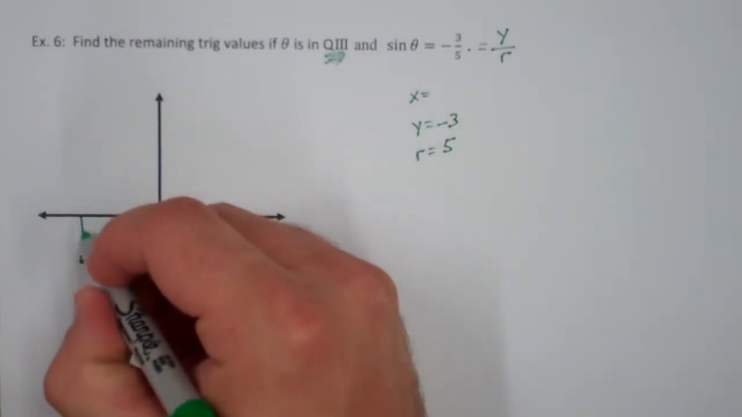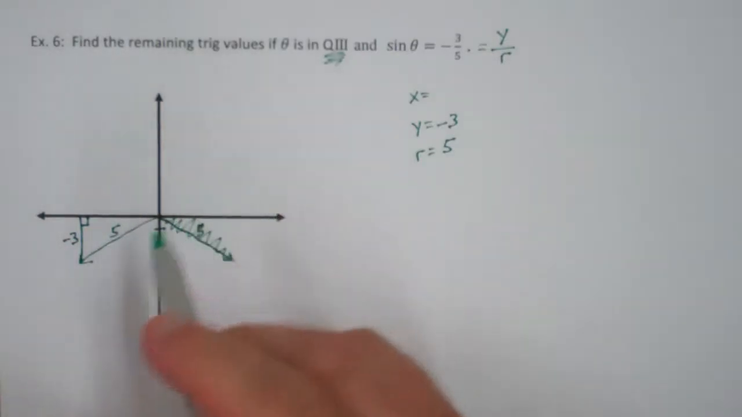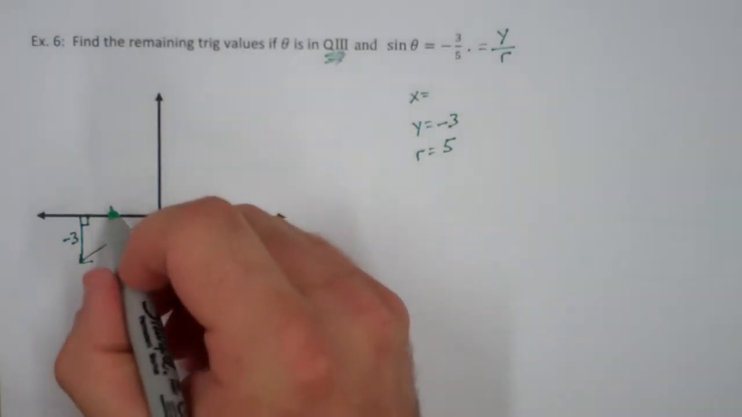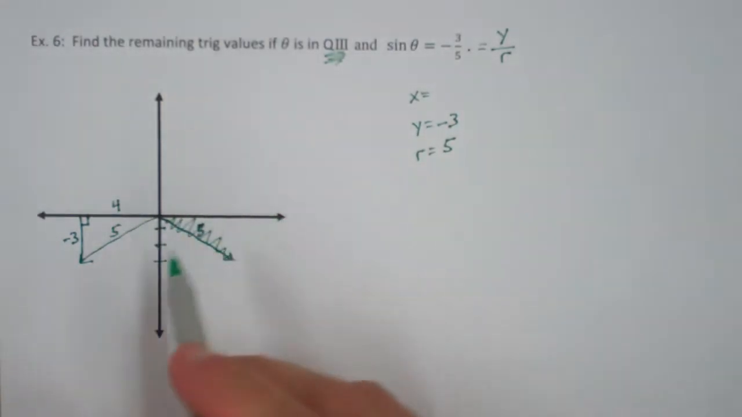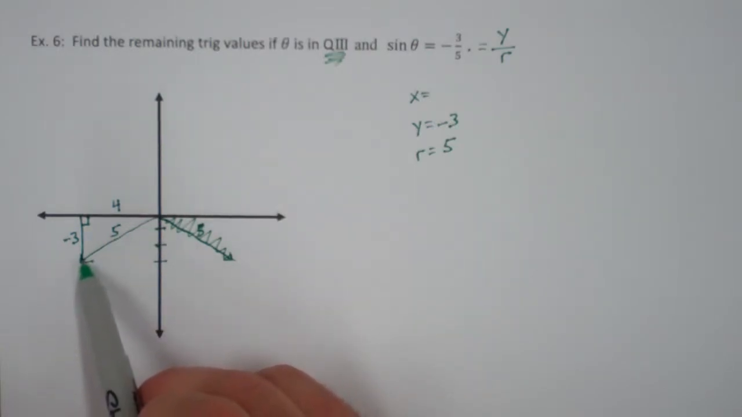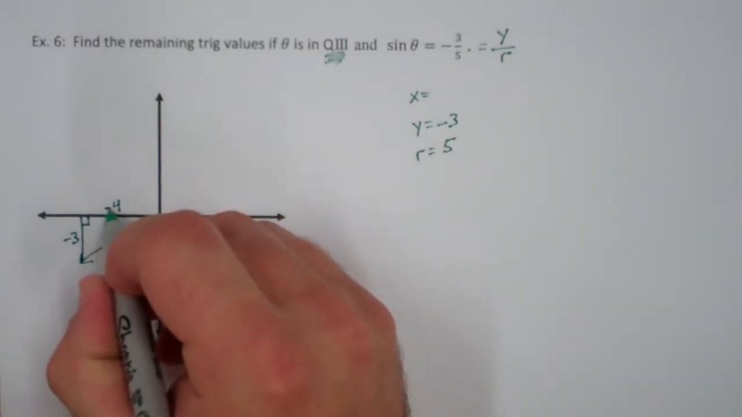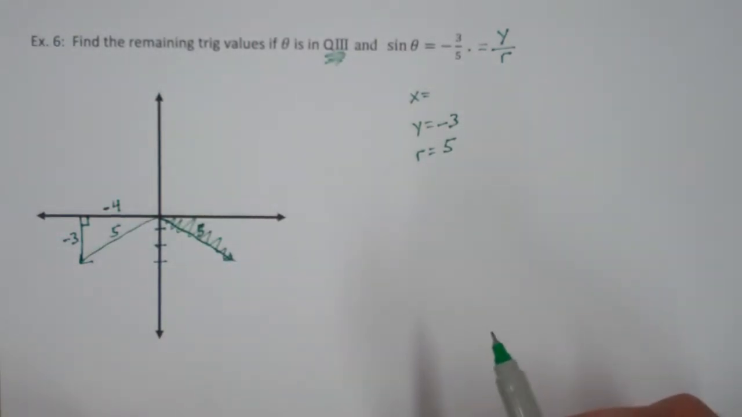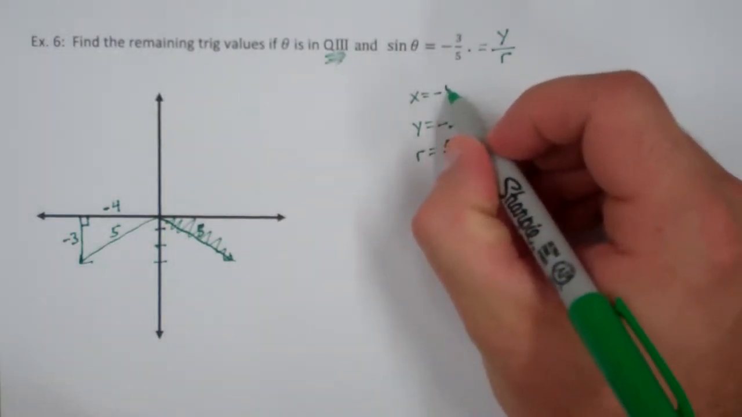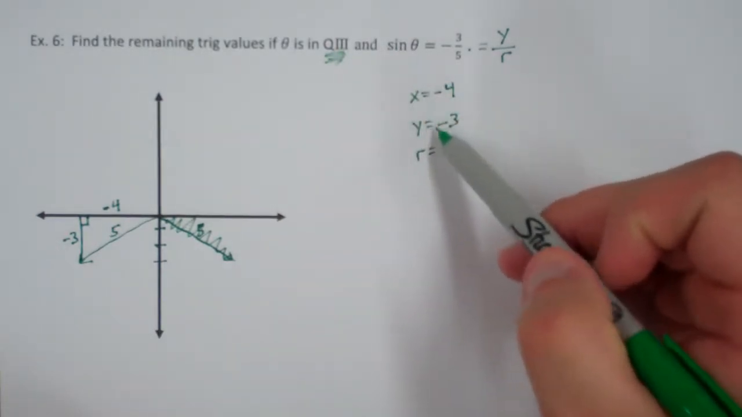If we draw our reference triangle, we've got negative 3 here. You could use the Pythagorean theorem here, but this is also a triple. 3, 4, 5. Make sure that you're including your negative sign here. To get to this point right over here, we totally need to go left and down. Keep in mind we're not on the unit circle, so we're going to need to do some different things here. So now we know that our x is negative 4. Quadrant 3, both x and y should be negative.